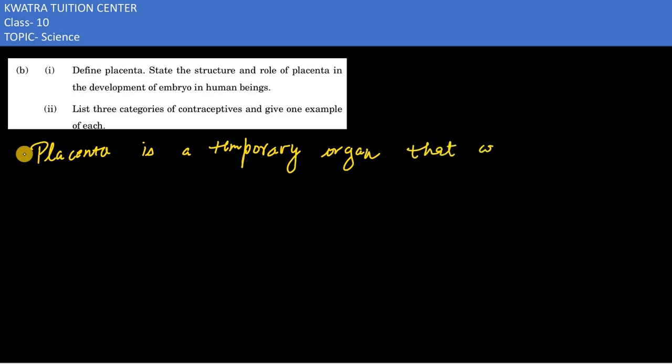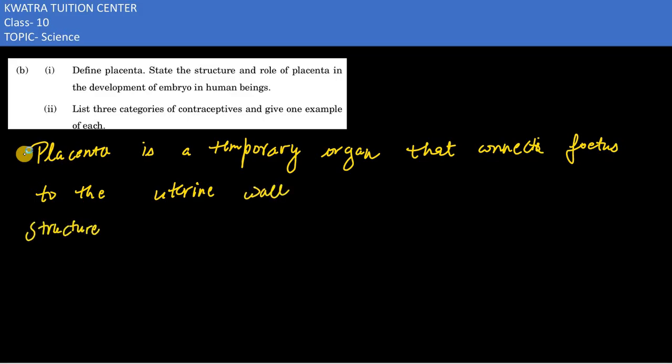It would be connecting, that connects the fetus of the human being to the uterine wall. And then they are asking you about the structure. For structure you may mention that it would be a disc-shaped structure embedded in the uterine wall. So here you can write that it is disc-shaped. One of the basic factors is that it is disc-shaped.